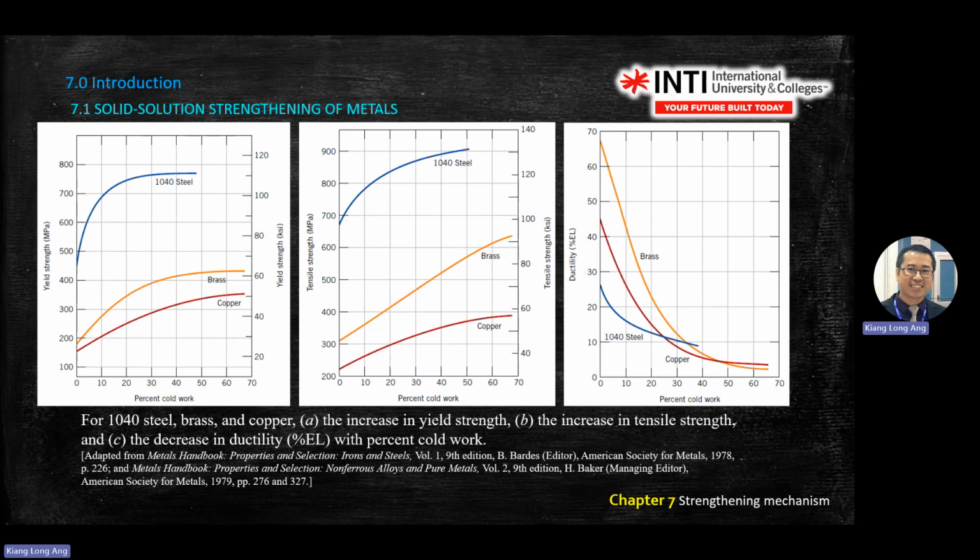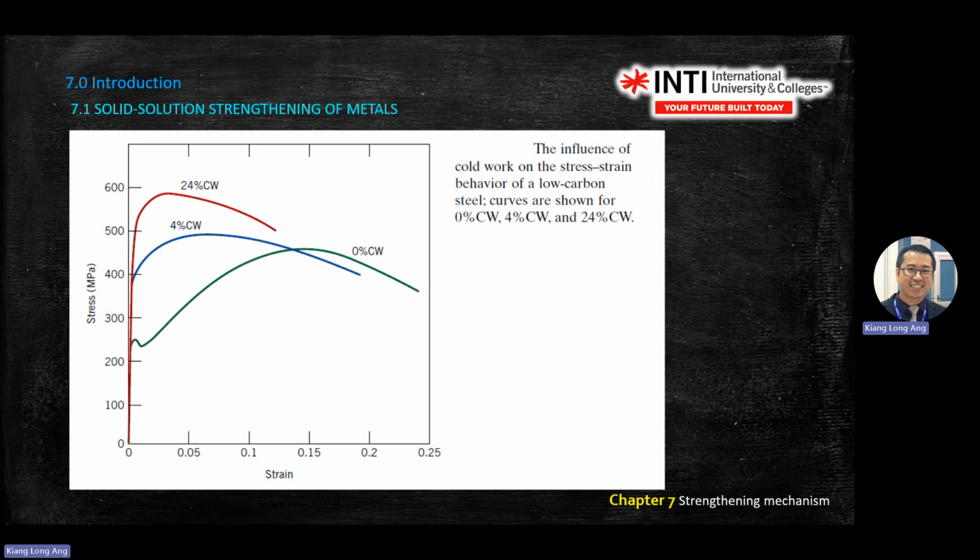Okay. All right. So this is the influence of percentage of cold work. So 0%, 4%, and 24%. You see the stress is also different.